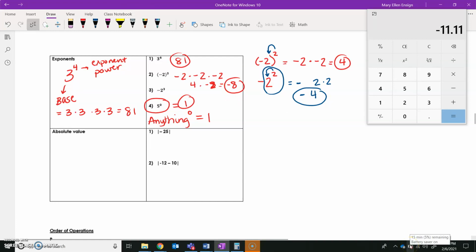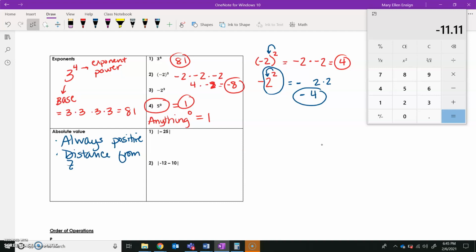Okay, so absolute value. Absolute value is always positive. The reason it's always positive is because it really tells us the distance from 0 that a number is. So let's pretend we were standing on a gigantic number line, and you were standing at the number -3. Okay, so here's our number line. You're standing here at -3. How far are you from 0? Well, you're 1, 2, 3 hops from 0.